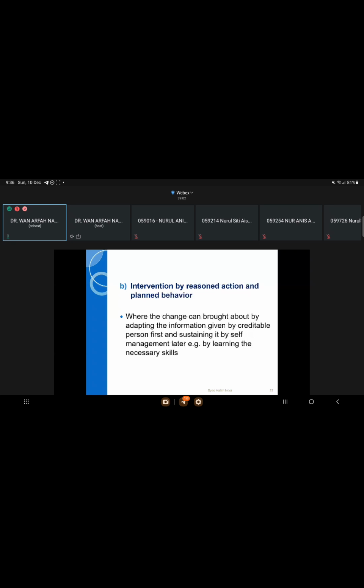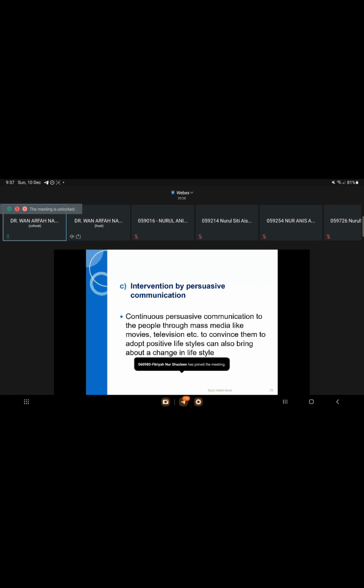And then we have reasoned action and planned behavior. For example, the change can be brought about by adopting the information given by a credible person first, and assessing it by self-management later. For example, by learning the necessary skills. You give certain skills, and that is the reason for them to change their behavior after that. And then we also have communication. Communication nowadays is not only by television, but there are many types of communication. For example, it's even inside your phone itself.